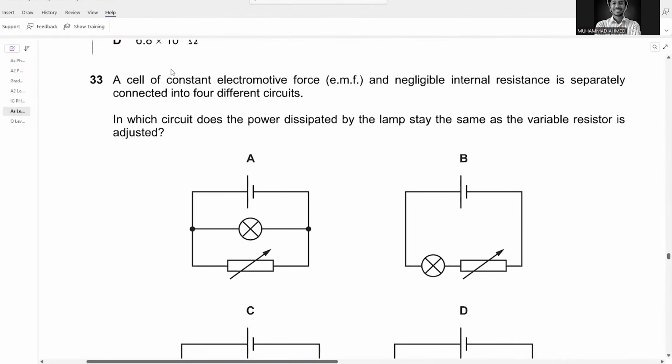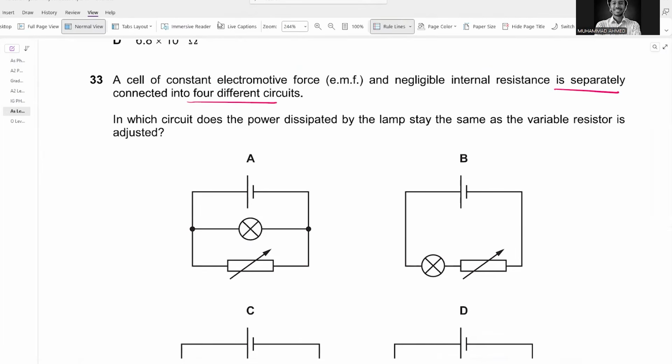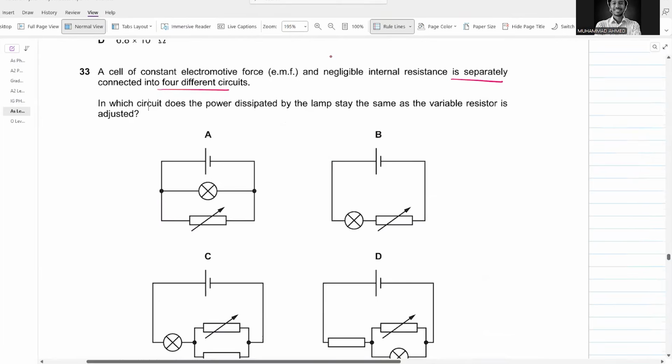Okay, a cell of electromotive force EMF, ठीक है, a cell of constant electromotive force and negligible internal resistance is separately connected into 4 different circuits. In which circuit is the power dissipated by the lamp the same as the variable resistor is adjusted? Okay. बेटा कौन से सर्किट में आपकी पावर सेम रहेगी डिस्पाइट द वेरिएबल रजिस्टर बीइंग एडजस्टेड?